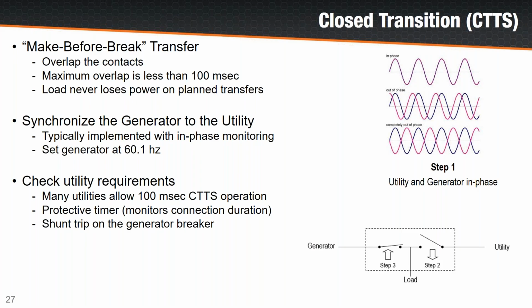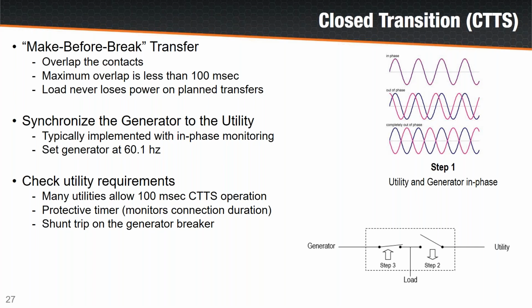Closed transition switches aren't very common in the market. They basically are a make before break transfer switch. They're actually going to wait for the sine waves of the utility and the generator to overlap. When they overlap, we actually connect the utility to the generator for less than 100 milliseconds and then clear the generator off. The benefit of this approach is there's no blink of the lights on retransfer to the utility. So that's a benefit. The disadvantage is now I'm dealing with utility interconnect requirements, so I'm going to have to work through some of those issues.